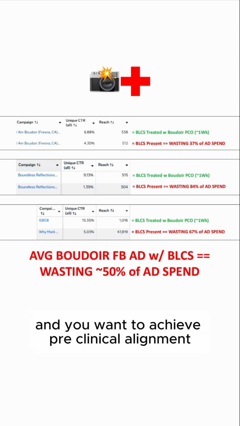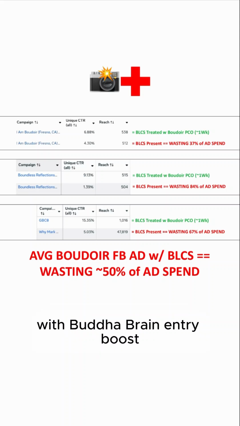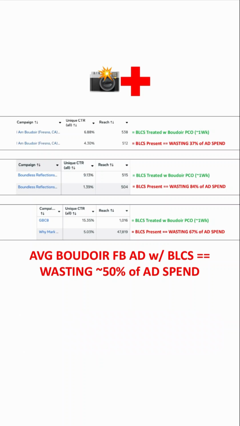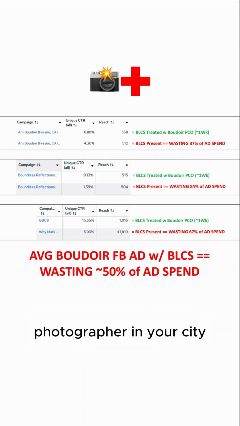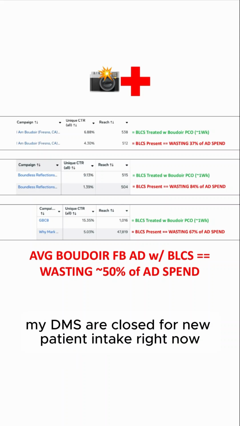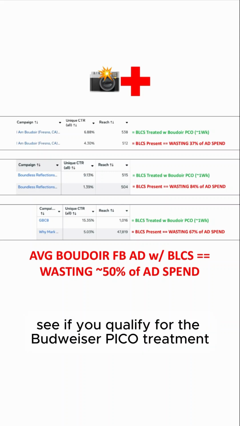And you want to achieve pre-click alignment. You want to become a dominant boudoir advertiser with Boudoir Brain Entry Boost, because that's what you need on your path to become a number one boudoir photographer in your city. Then shoot me a DM when I open for new patient intake. My DMs are closed for new patient intake right now, but when my new patient intake opens, shoot me a DM and we will see if you qualify for the Boudoir Pico treatment.